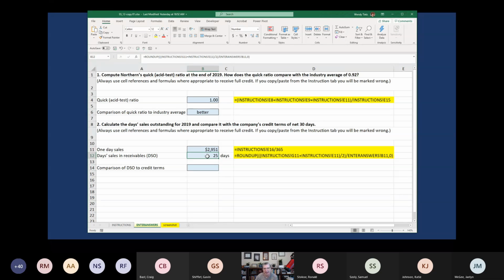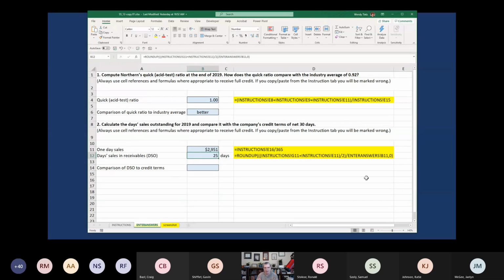So what we're doing is we are taking the middle part, and I'm going to dissect this again in another slide. We have to first in parentheses take last year's accounts receivable net plus this year's accounts receivable net and divide by 2. So we're getting the average accounts receivable, and then we're dividing it by 1 day's sales. And that's what we just calculated in B11. And then we're telling it round that up to 0 decimal places.